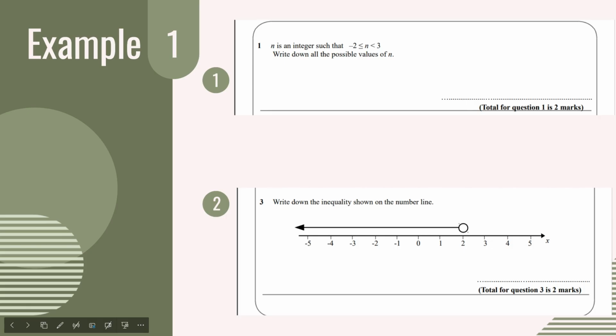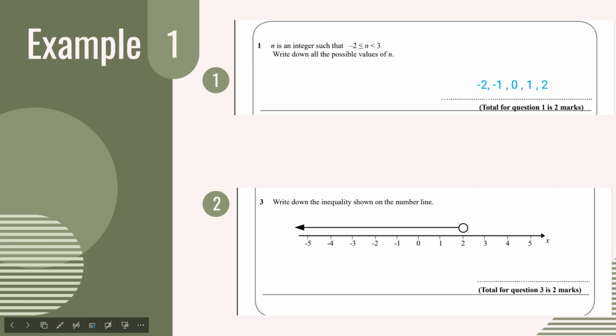So, in question 1, it states that n is an integer such that n is greater than or equal to minus 2, but less than 3. Write down all the possible values of n. As we know that n is greater than or equal to minus 2, we know that it's going to be minus 2 up to 3, but not including 3, as it is less than 3. So we will simply write minus 2, minus 1, 0, 1, and 2.